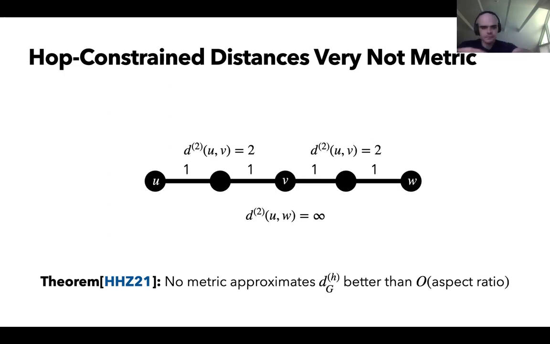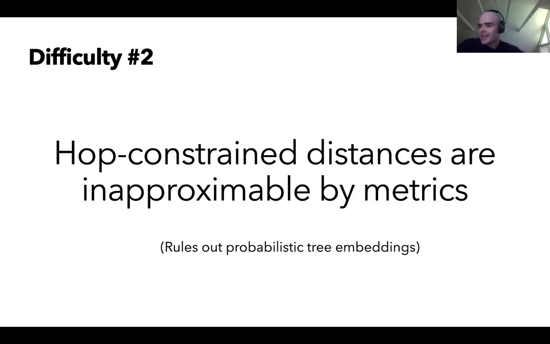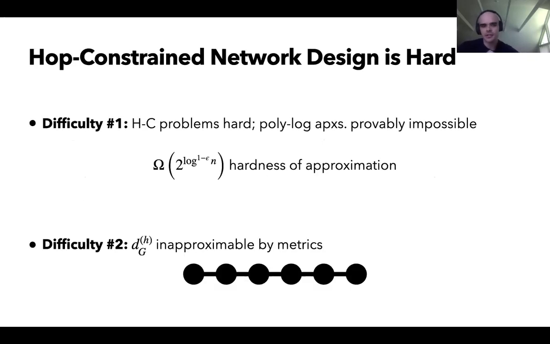All right, so that's the second difficulty: this really nice fact that weights induce symmetry in network design is just not true when you're doing hop constraint network design and thinking about hop constraint distances. And in particular, what's really bad is that because these hop constraint distances are really far from being a metric, you can't hope to come up with probabilistic tree embeddings for them in the classical sense, at least.